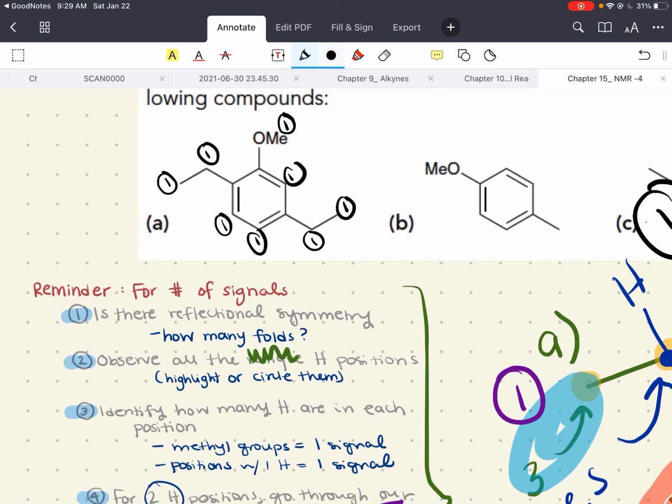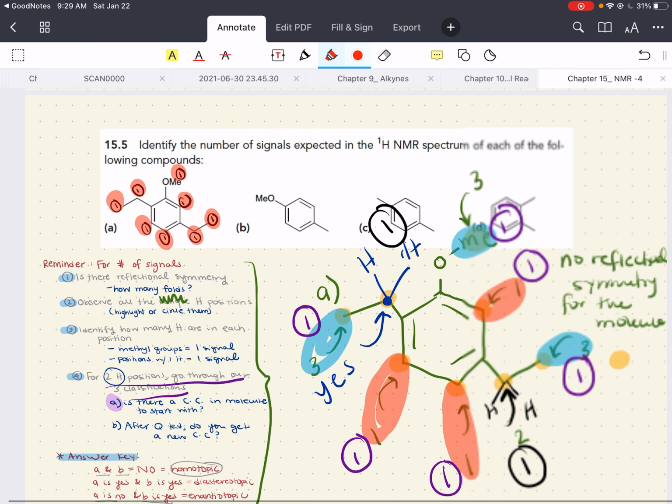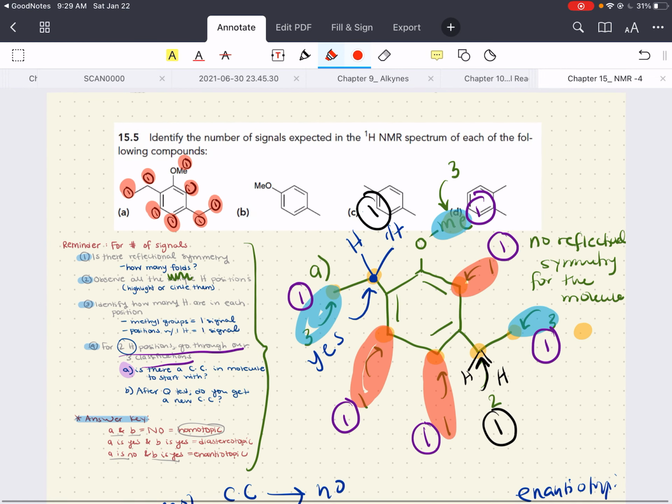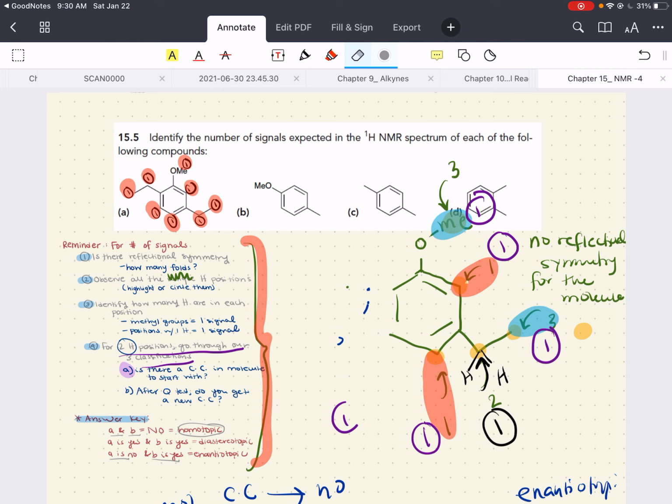So how many total signals are we going to get from this molecule? 1, 2, 3, 4, 5, 6, 7, 8. This molecule is going to yield 8 signals on an NMR. So this is how you can follow this step-by-step guide to figure out how many signals you're going to get on an NMR from a single molecule. We're going to do one more, for good measure.